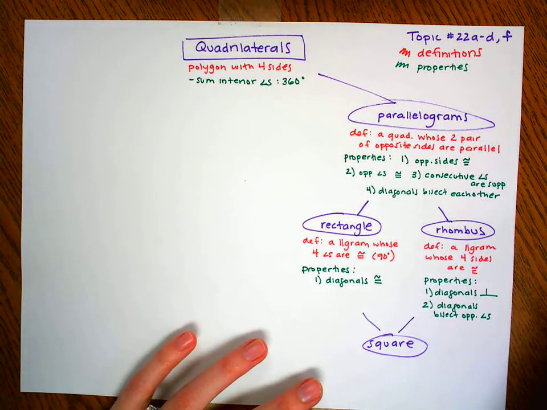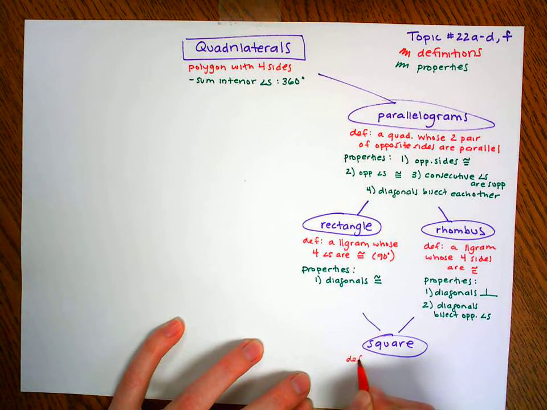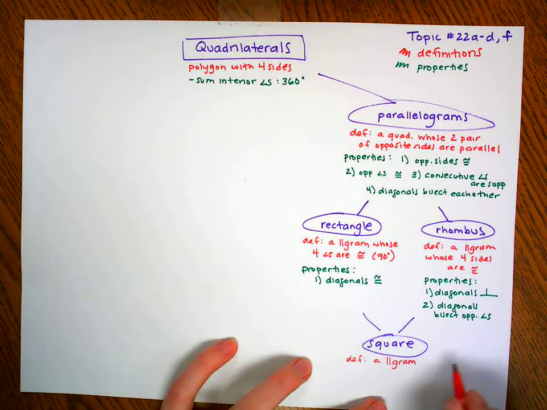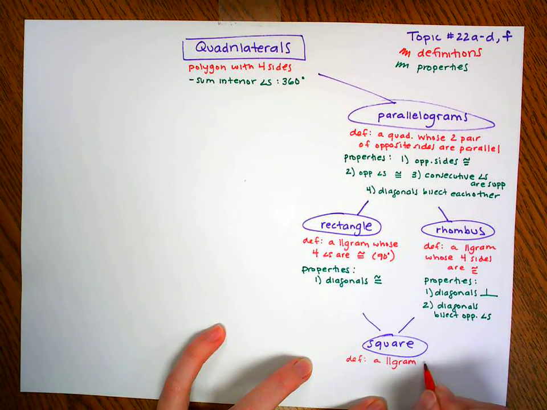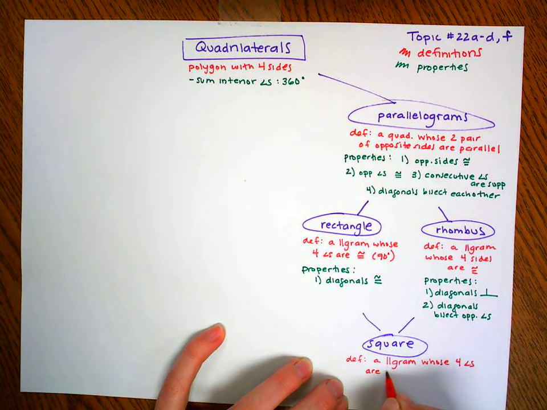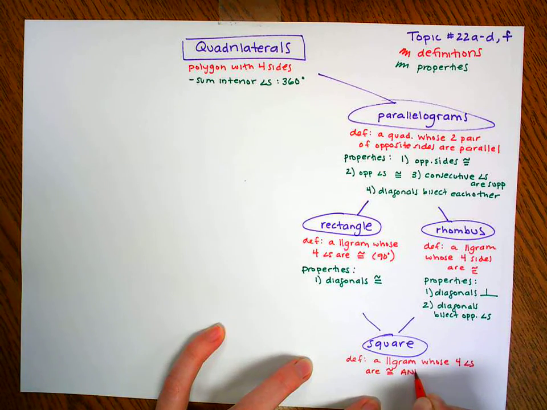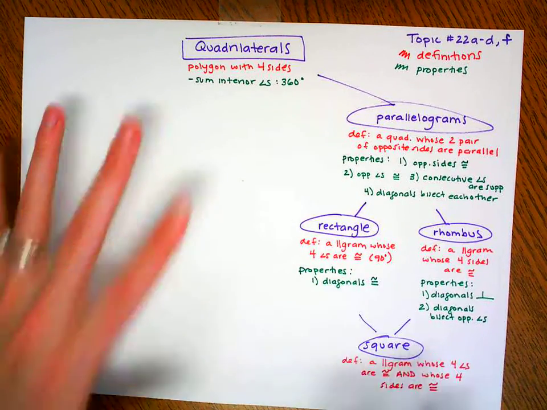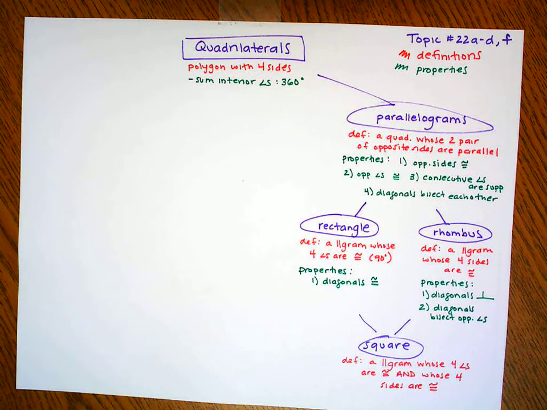Okay. And a square is a parallelogram whose four angles are congruent and whose four sides are congruent. Okay? Squares don't have any new properties other than it's a combination of both of these, so now everything above it is true for a square. So that's everything that we've learned so far about quadrilaterals.